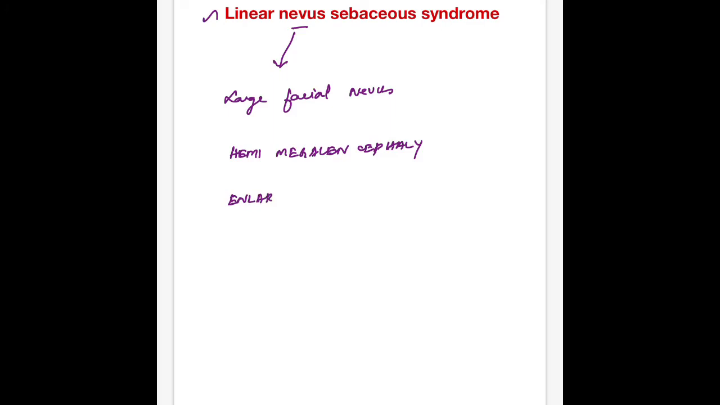It is again autosomal dominant inherited, the chromosome being 3p25. Linear nevus sebaceous syndrome: they have nevus, so there is going to be a large facial nevus. Along with the large facial nevus, there are going to be neurodevelopmental abnormalities in the form of hemimegalencephaly and enlargement of the lateral ventricles. So these are the features that you have to know about linear nevus sebaceous syndrome: large facial nevus, hemimegalencephaly, and enlargement of lateral ventricles.